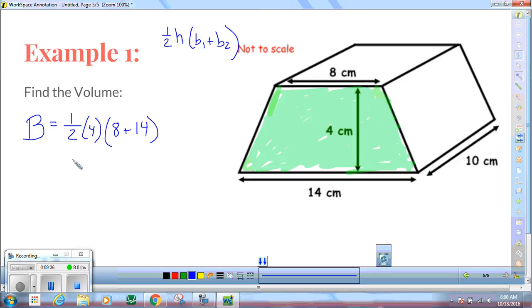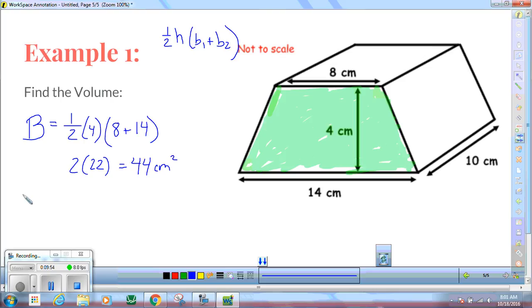So 1/2 of 4 is 2. And 8 plus 14 is 22. And 2 times 22 is 44. Now that is area, so this is in centimeters squared. All right. So that gives me my big B.